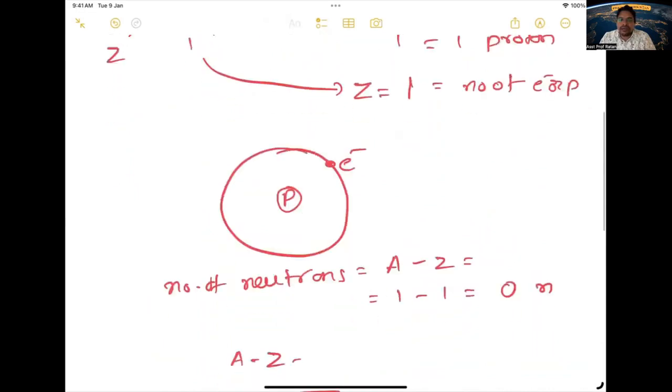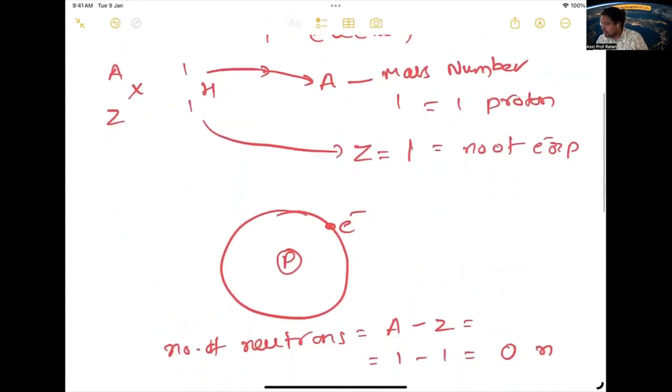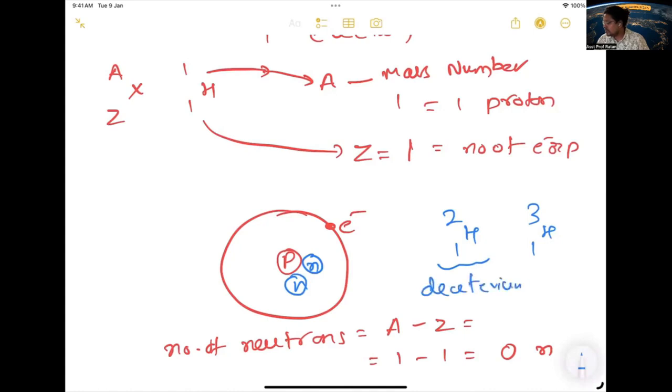Sometimes a nucleus contains more neutrons. Suppose you take hydrogen, it may contain another neutron. So it can contain a neutron also. Then it is written H, 1, 2. It may contain one more neutron. Then it becomes H, 1, 3. This is called deuterium, and this is called tritium, which we will discuss later. These are all called isotopes.